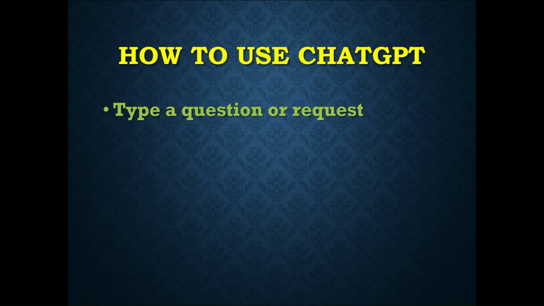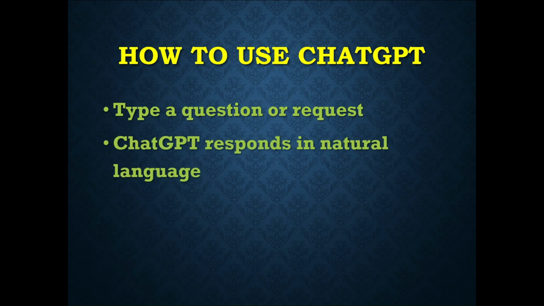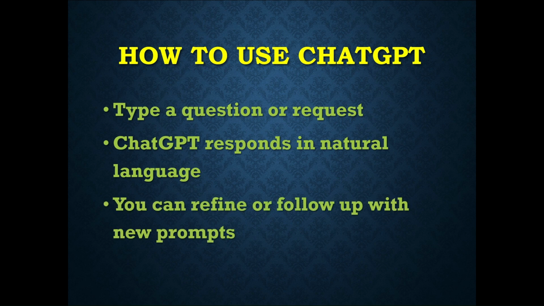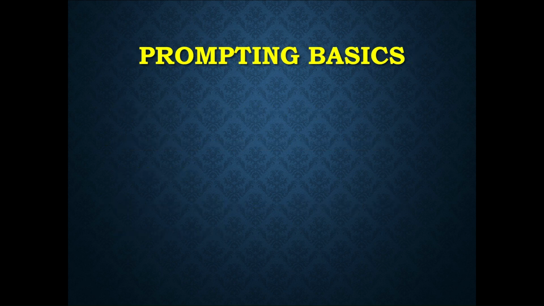It will produce output. ChatGPT responds in natural languages, for example, English. Using English, it will respond to you. You can refine or follow up with new prompts. Prompting basics: prompting means input or input text.